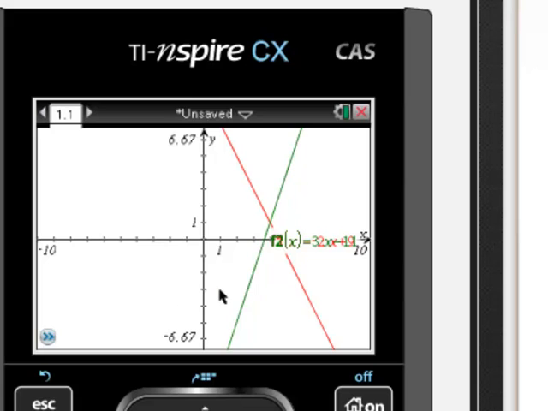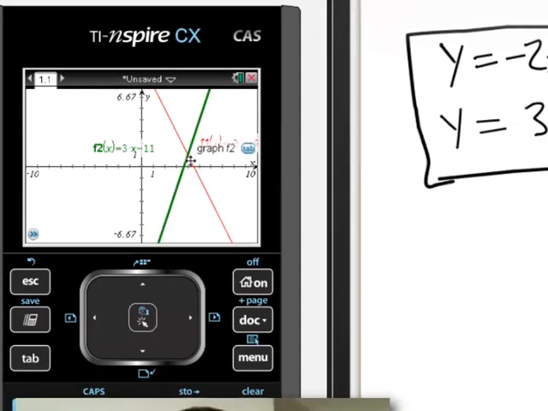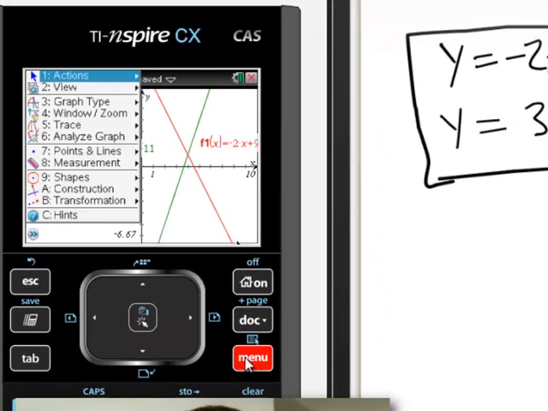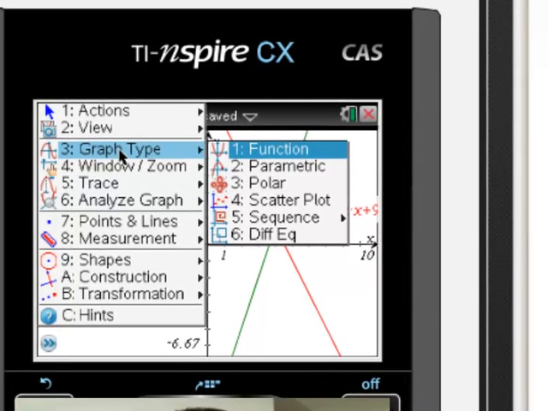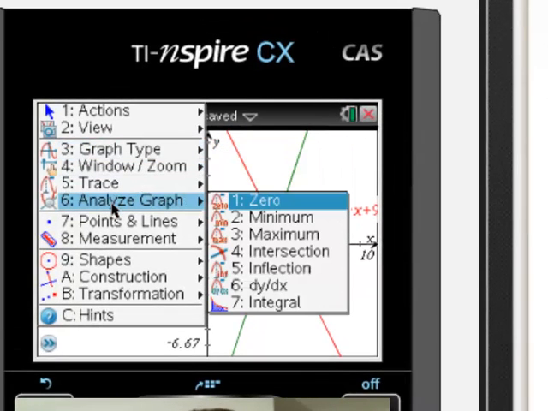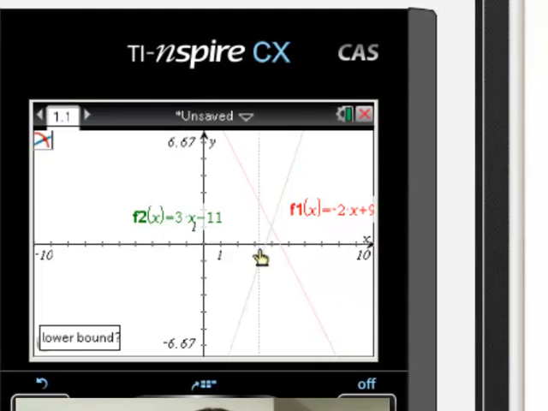We've got 2 lines, and you can see right here that there is an intersection point. Let me move these labels out of the way. What we need to do is find that intersection point. To do that, I'm going to hit menu on the calculator. It gives me all these different options. The one we're going to be using a lot today is analyze graph, and option number 4 says intersection.